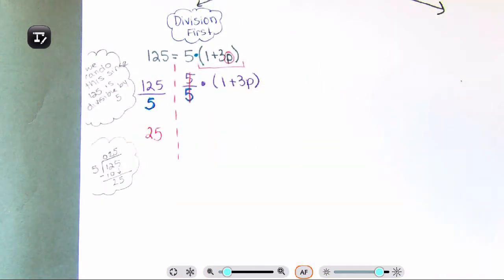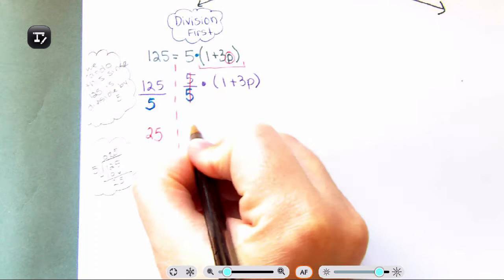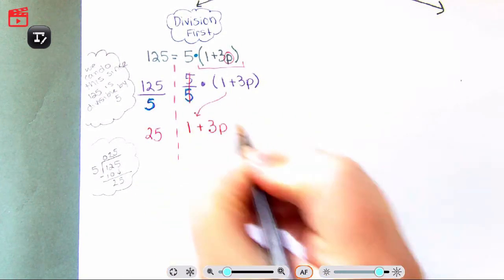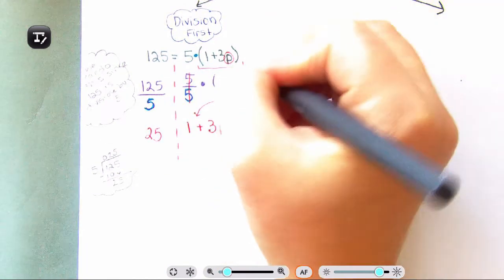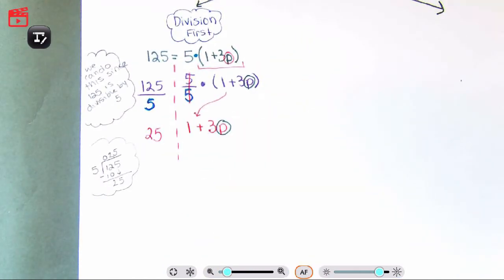My 5s go away. And so what am I left over with? I am left over with my 1 plus 3p. My variable is still in a bubble. Now I'm going back to my original step number 4, and I'm going to isolate my variable. I'm going to get my variable by itself.